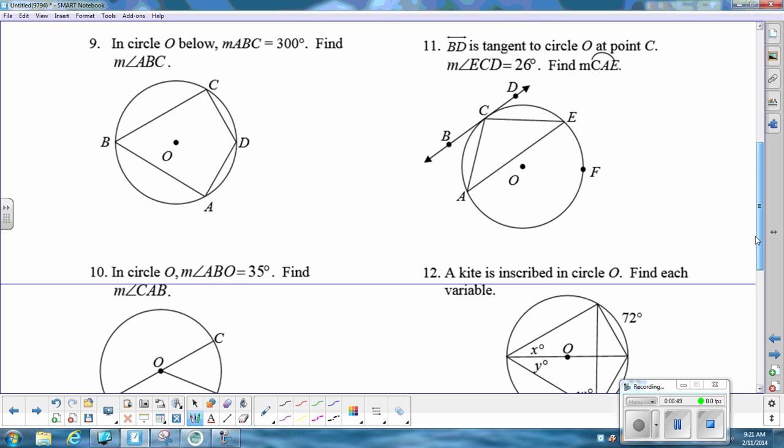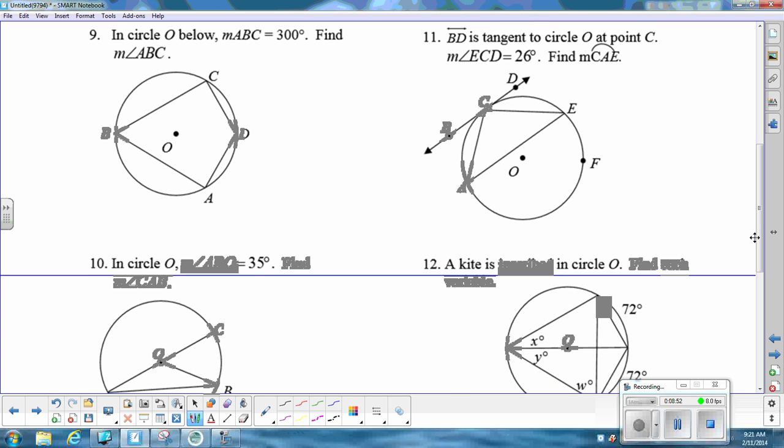Number 9, we have a quadrilateral inscribed in the circle, so we know our opposite angles are supplementary. So let's look at what we have. We have the measure of arc ABC is 300. So this arc right here is 300 degrees. So now we have an inscribed angle, because here's the inscribed angle that makes that intercepted arc. Inscribed angle is half of that. So angle CDA is half of 300, so this is 150 degrees.